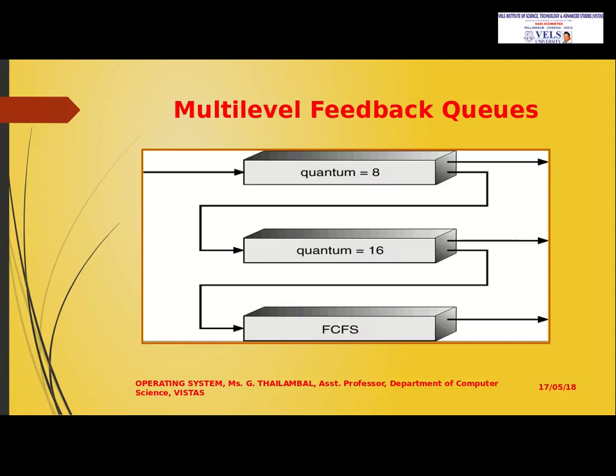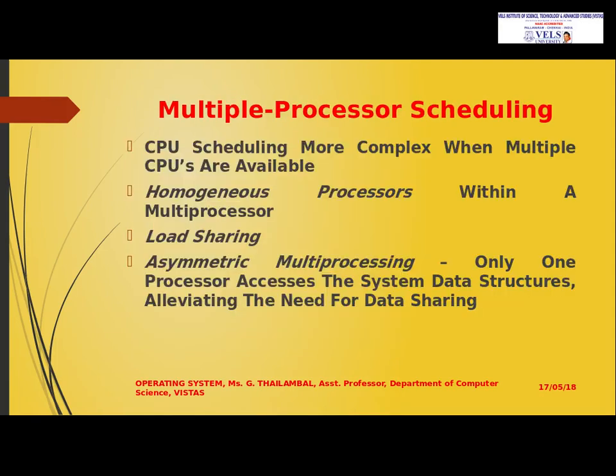So the movement is possible with the multi-level feedback queues. And the next one is multiple processor scheduling. What is a multiple processor? More than one processor is going to be used for executing the process. So CPU scheduling is more complex when we are using multiple processors.